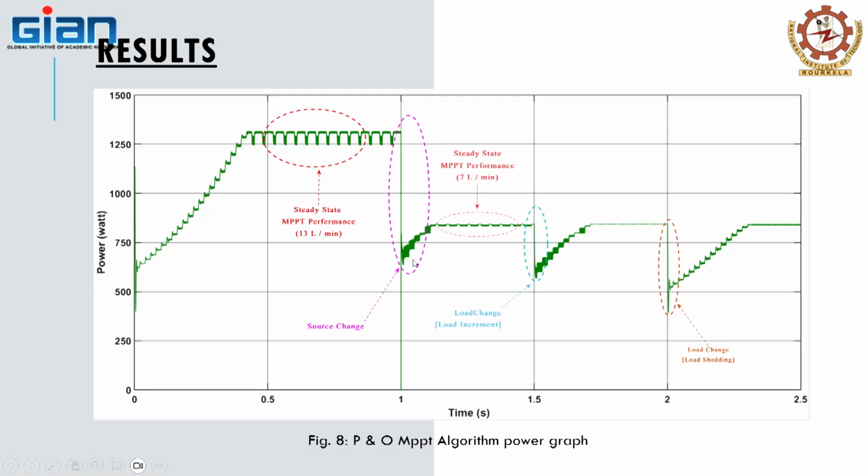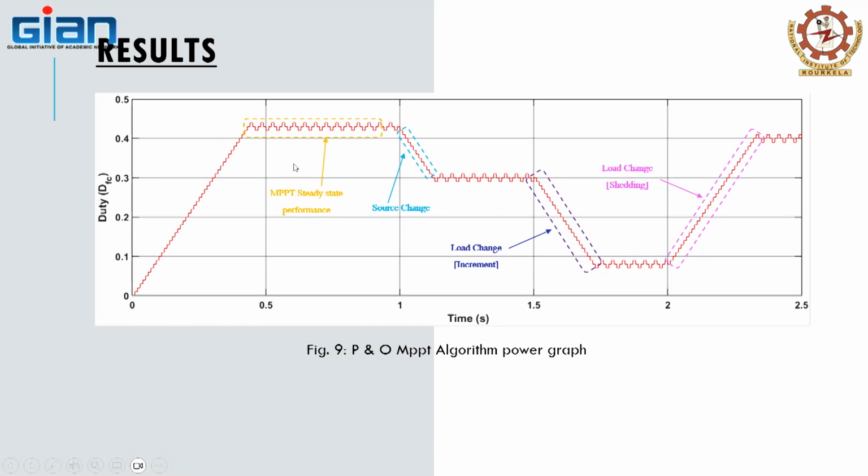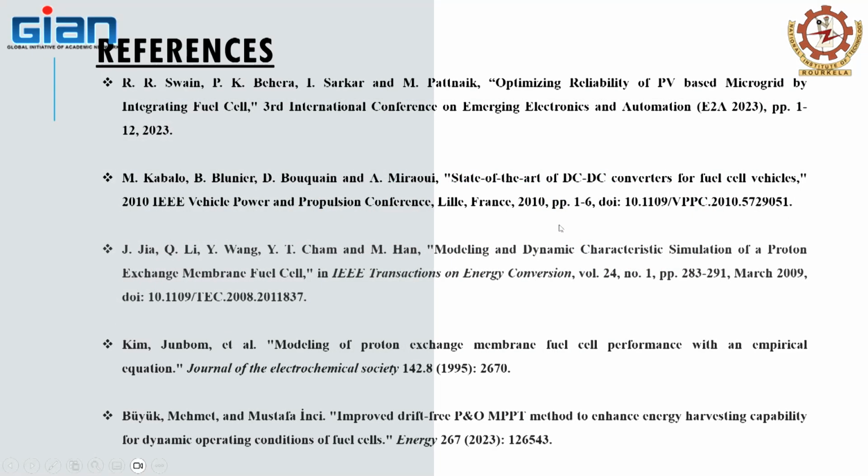Here there is a source change and these two are load changes. Here the load is increased, meaning another load is added to the system. This change denotes one load shedding, that is, one load is removed from the system. And this is the associated duty cycle tracking of the fuel cell. And these are the references.